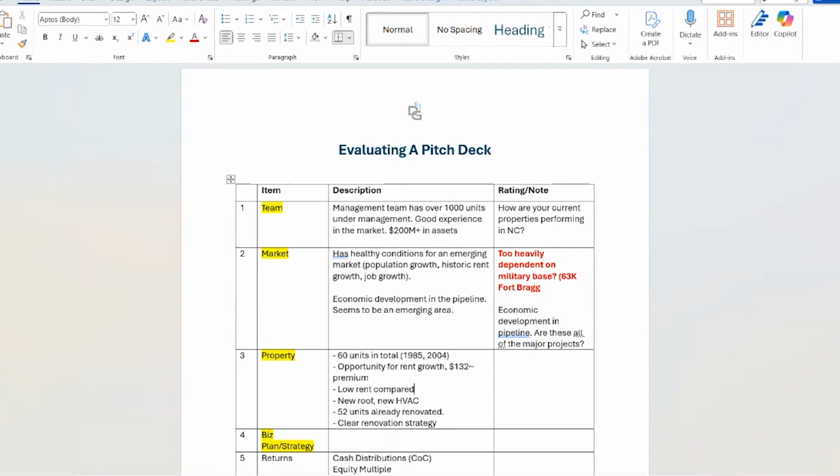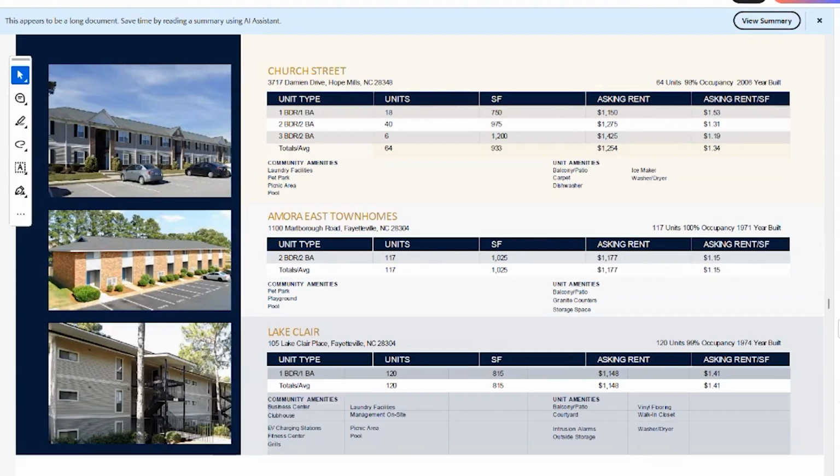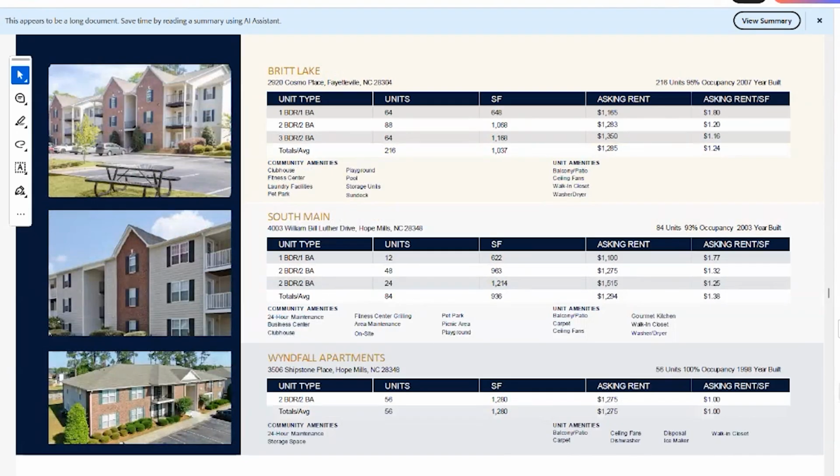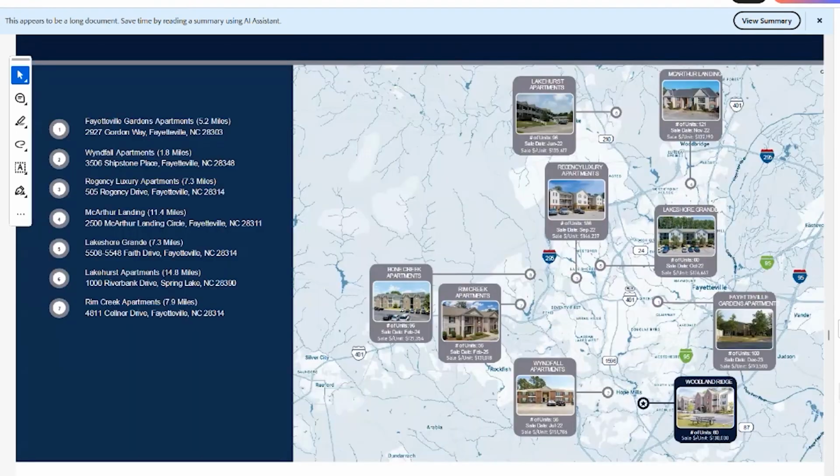Low rent compared to competition. Verified. Looking at these comparables here and the pictures and the amenities that they offer, we can understand that there's likely potential to raise rents to market price with the right renovations and value add items.